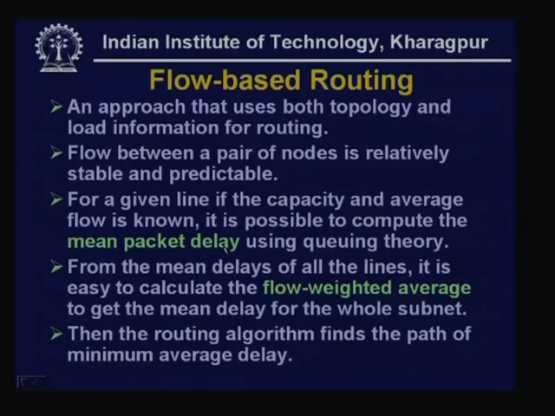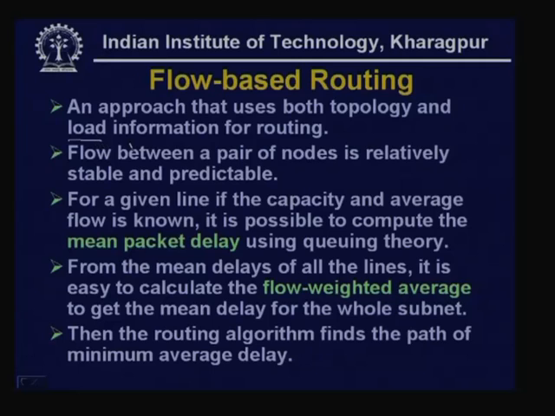Then comes another important routing algorithm, that is flow based routing. So far in fixed routing we have seen that only the topology of the network is taken into consideration. The nodes are connected to different links, and for each of these links either the queue length, or the delay, or the transmission time, I mean the actual data rate, is used, but not the information about the load or the flow.